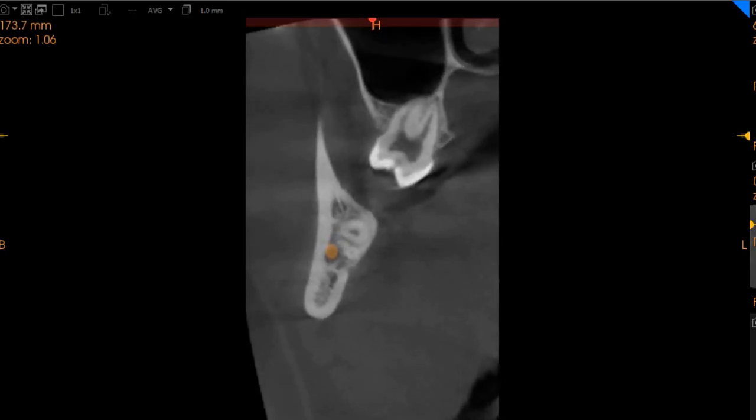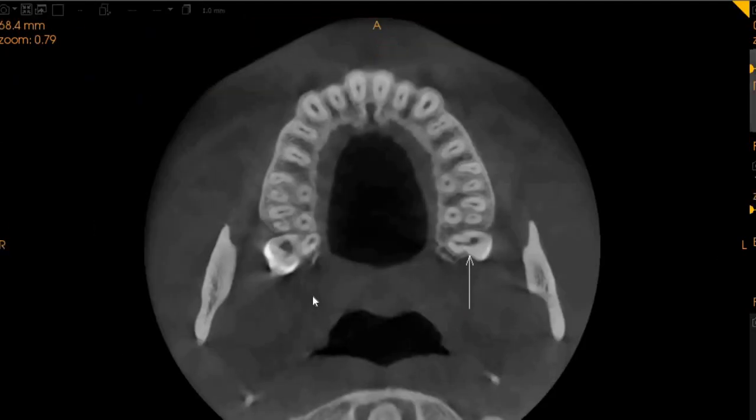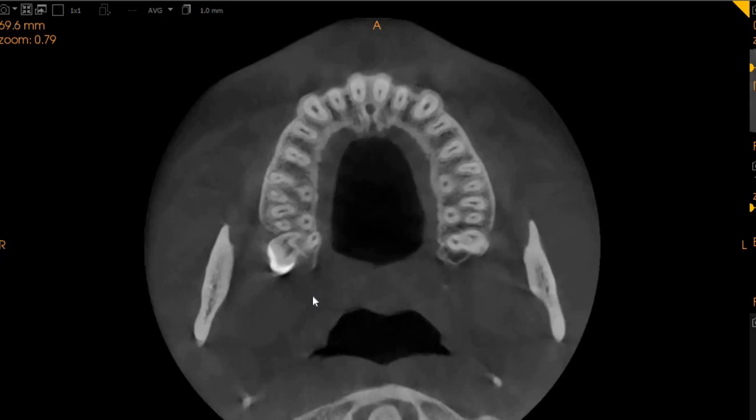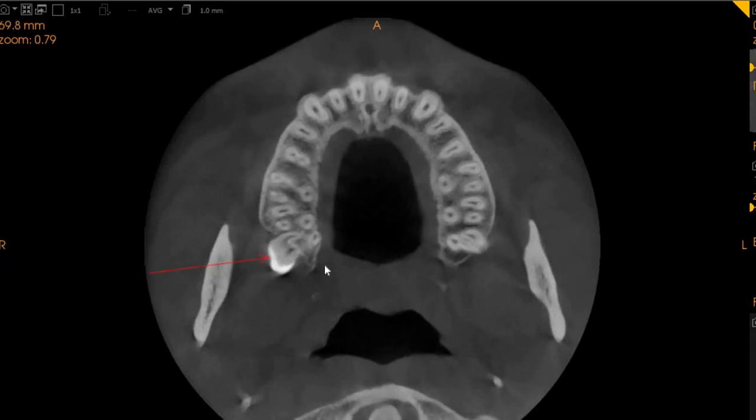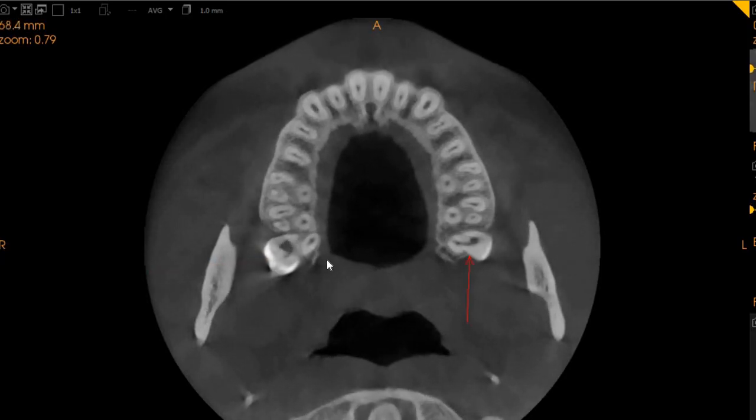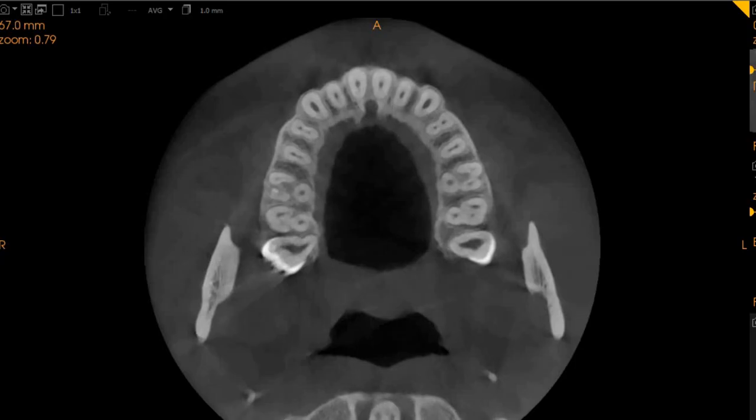You can see very clearly on this transaxial view. When we move towards the axial view, this is the upper left 8, and you can see the roots are quite fused and not as widespread. It's much straighter than the upper right 8, but definitely is also distoangular impacted.